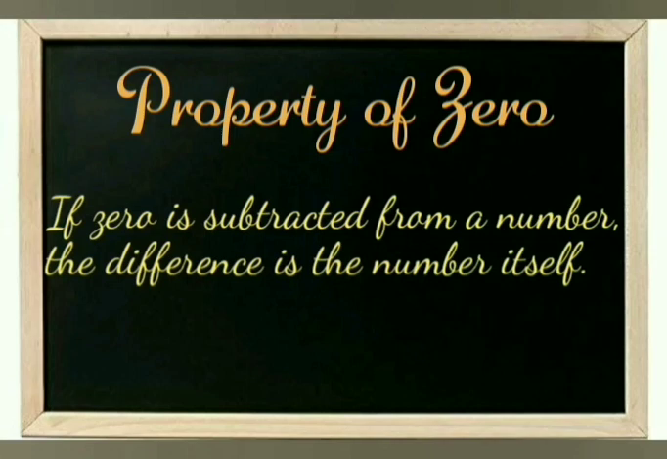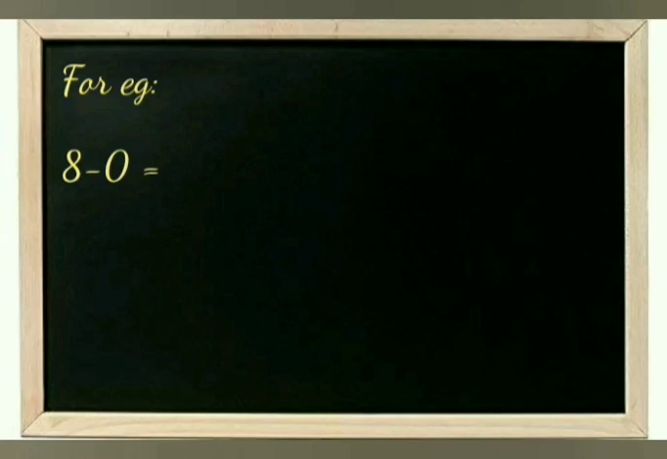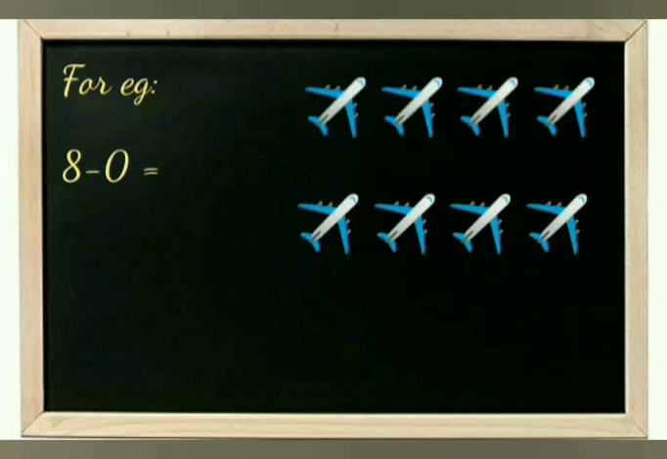Property of 0. If 0 is subtracted from a number, the difference of the number is itself. For example, 8 minus 0. Here we have 8 airplanes which have not left their terminals since the restrictions imposed by the government. So, how many airplanes do you think are left now? Yes, it's 8. The number itself.